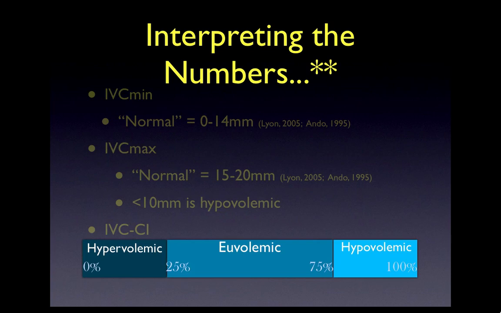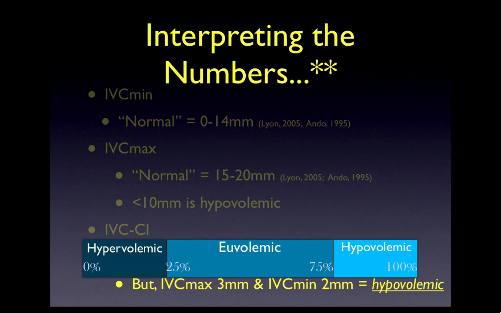Now, I do want to caution you that when you get these metrics, you don't want to view them in isolation. An example that demonstrates why that can be problematic is if you had an IVC max diameter of 3 millimeters and an IVC min diameter of 2 millimeters, that would produce a caval index of approximately 33%, which would fall in the generally euvolemic range. However, with this max diameter of 3 millimeters, this patient is very hypovolemic. So you want to use these numbers in conjunction with one another.